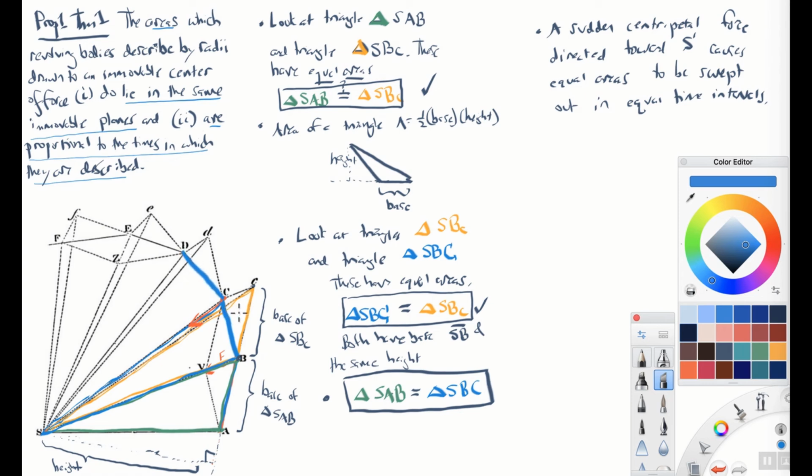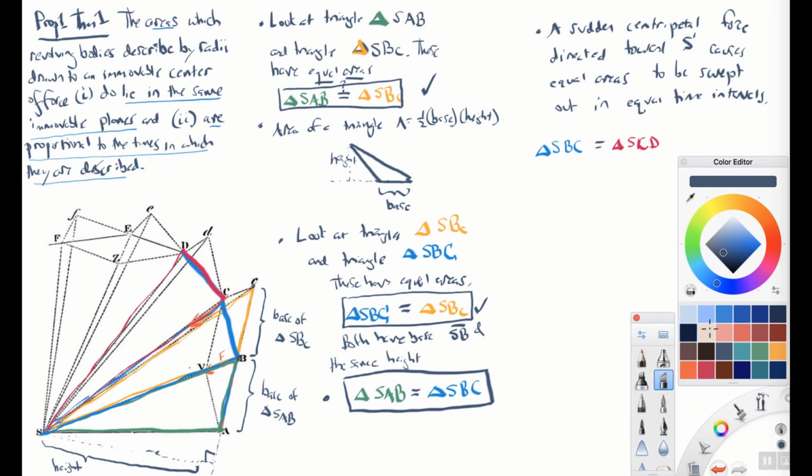And we could, using the exact same arguments as before, say that this triangle SBC is going to have the same area as, let's make this a red one, as this triangle SCD, using the same arguments as before. Those two triangles are equal.